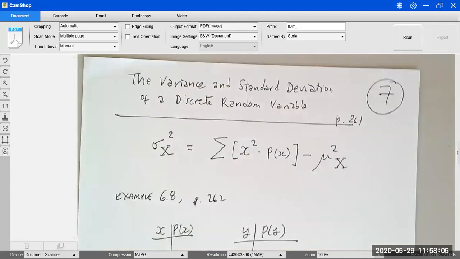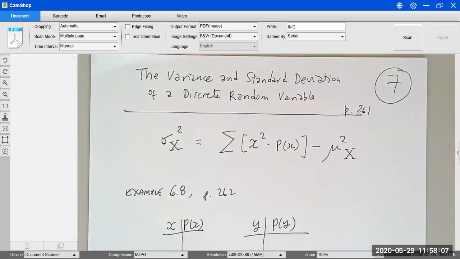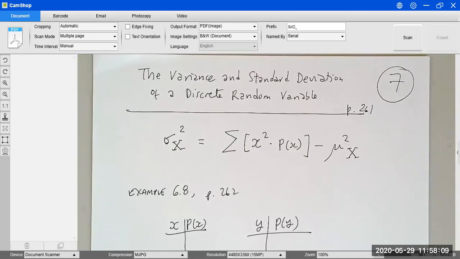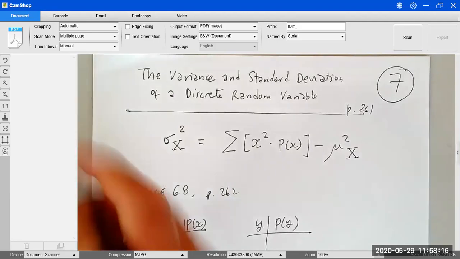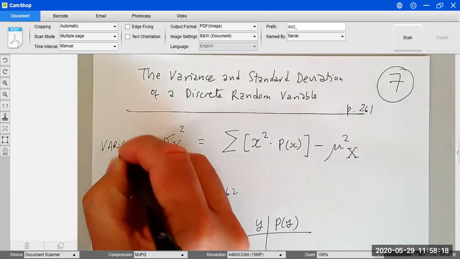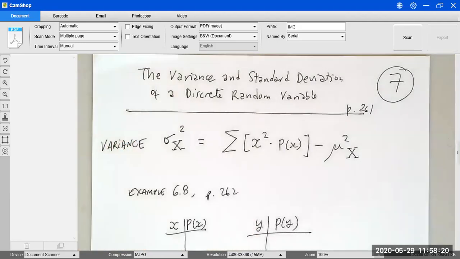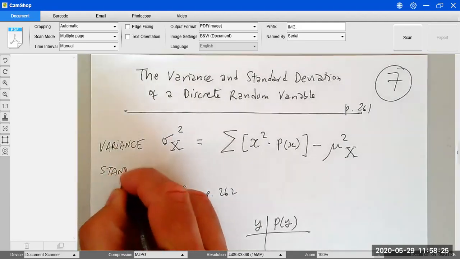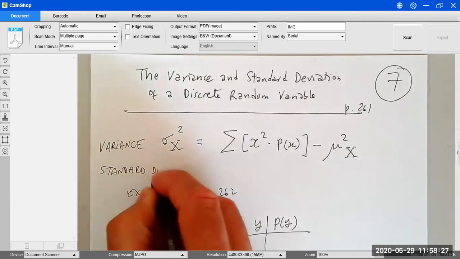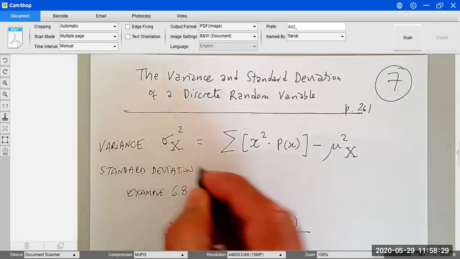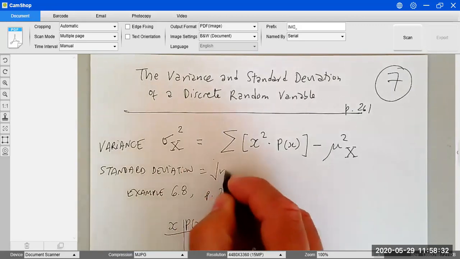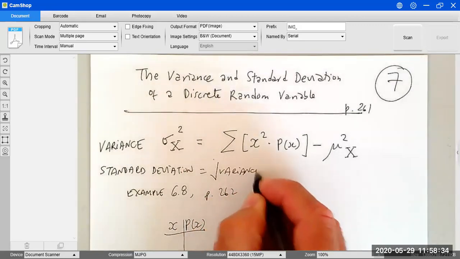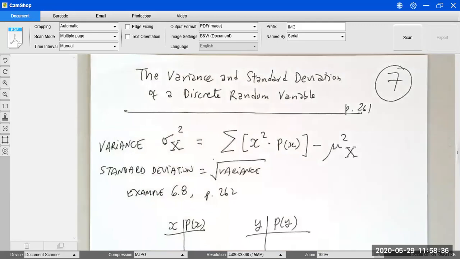The formula that we're going to use is here. The variance and the standard deviation of the discrete random variable. This is the formula for the variance. I'm going to write here variance. And then you get the square root, and that is going to be the standard deviation. The standard deviation, remember, is just the square root of the variance, the value that you obtain.